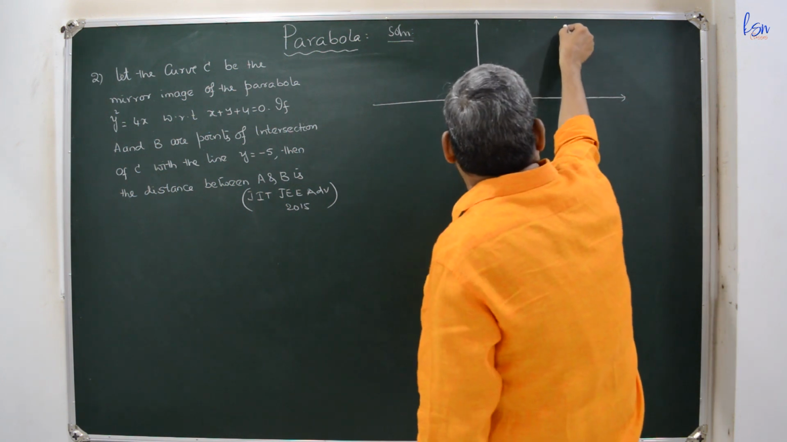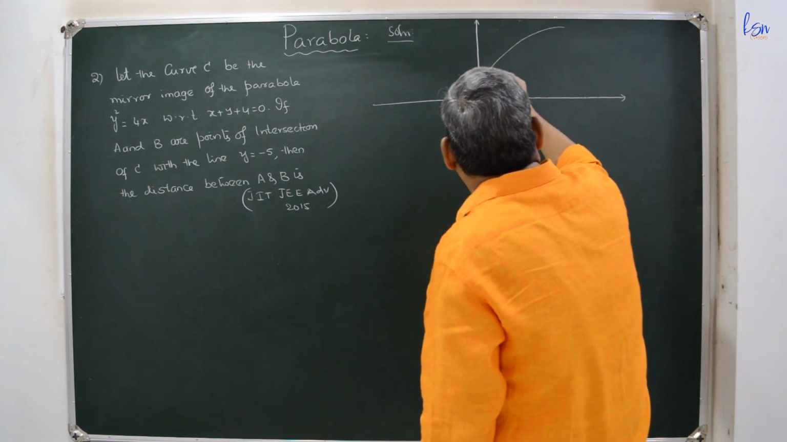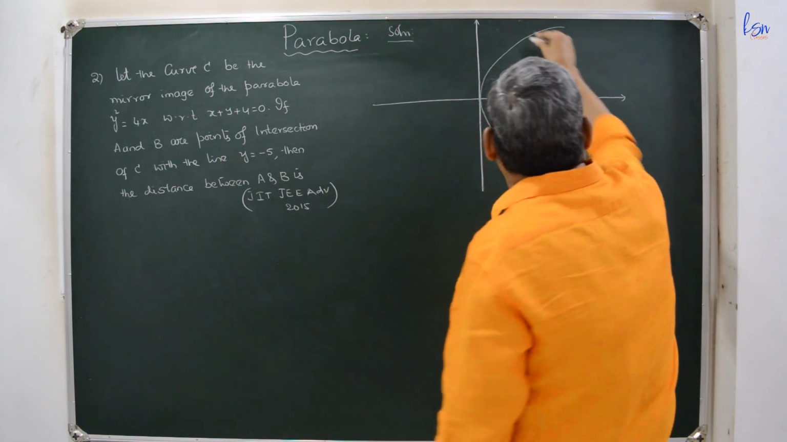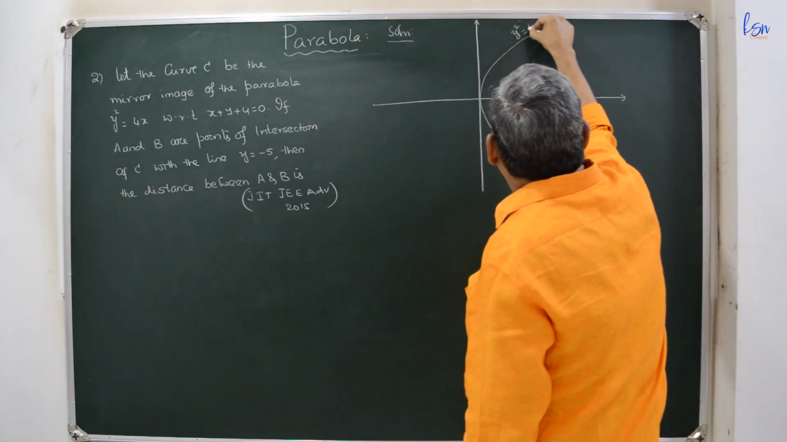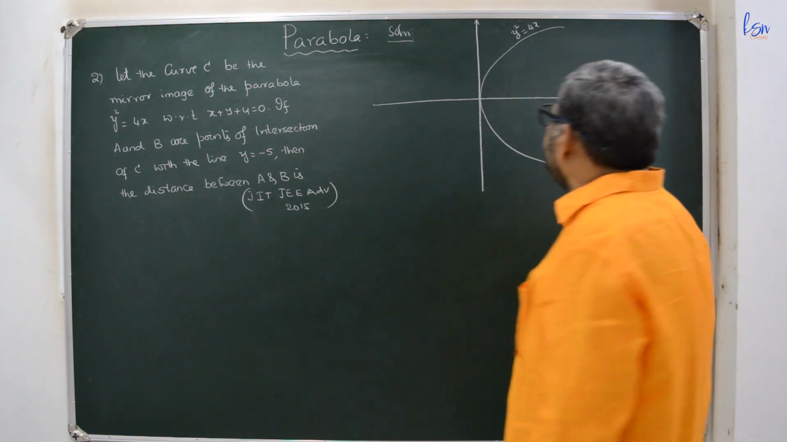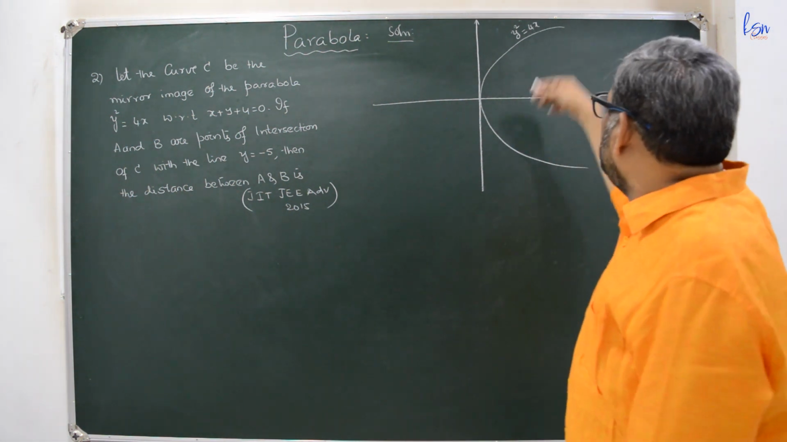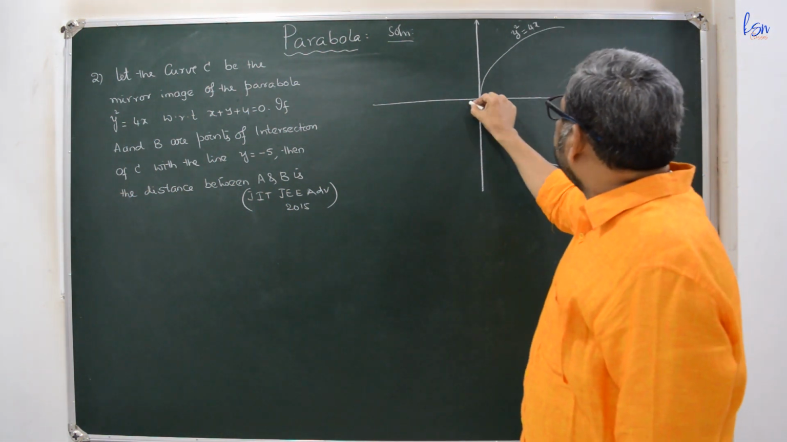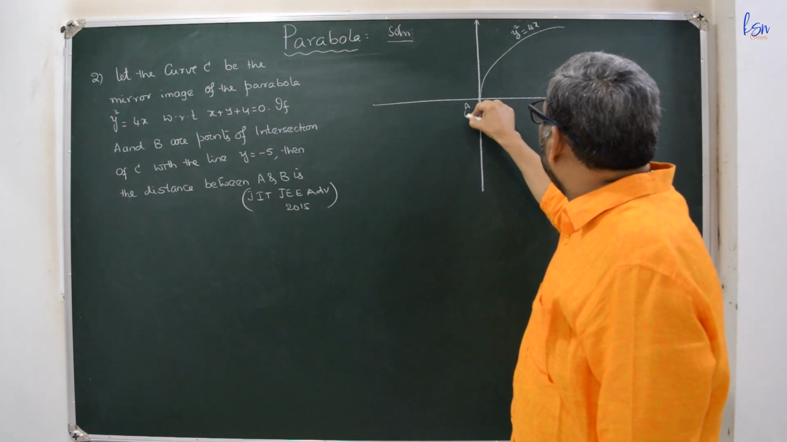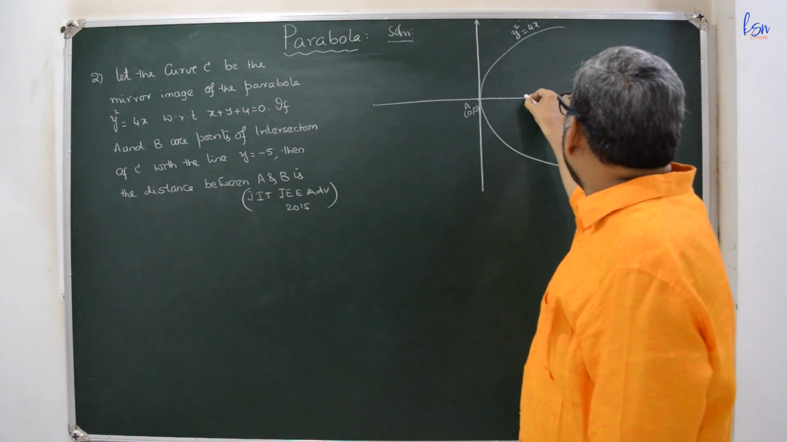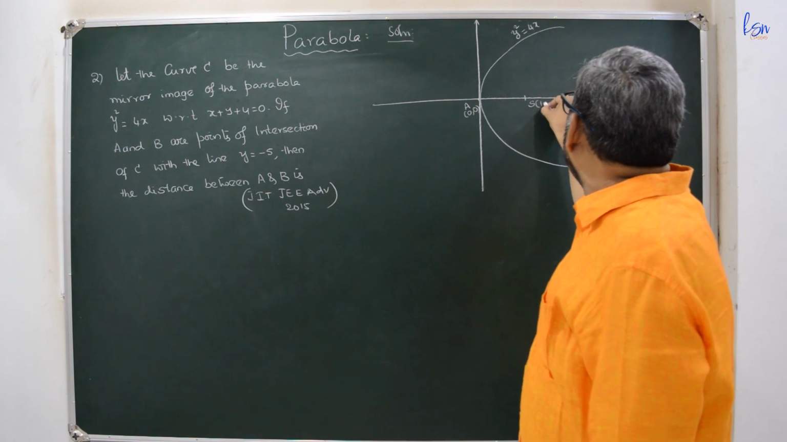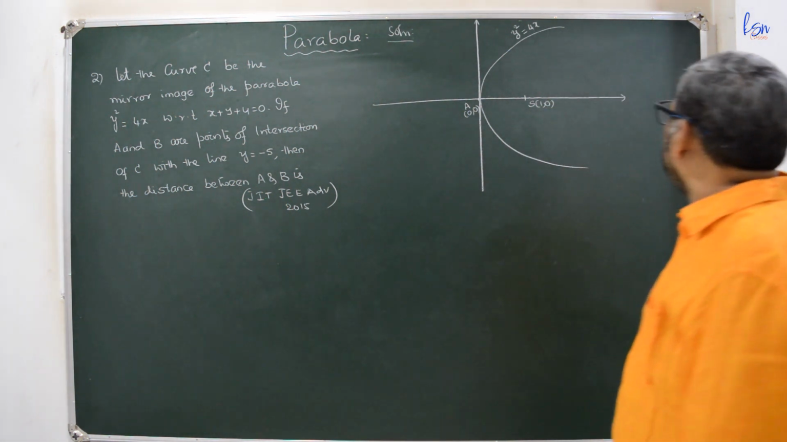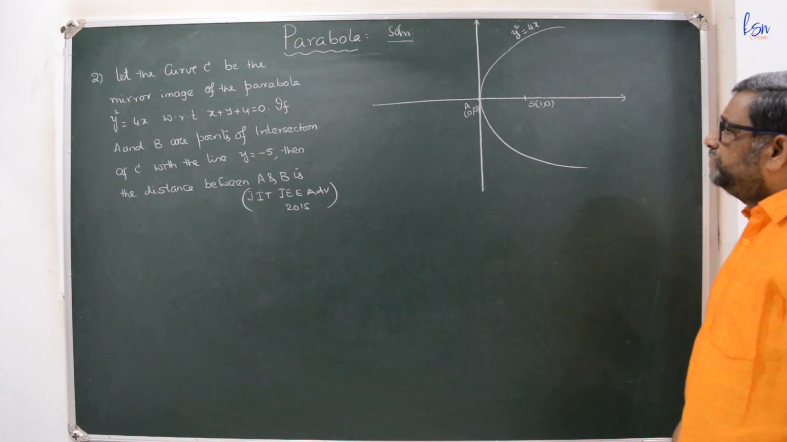This is the parabola y square equal to 4x. It is in the form of y square equal to 4ax, where a equal to 1. Its vertex is (0, 0), and the focus is (1, 0), that is (a, 0), where a is 1.